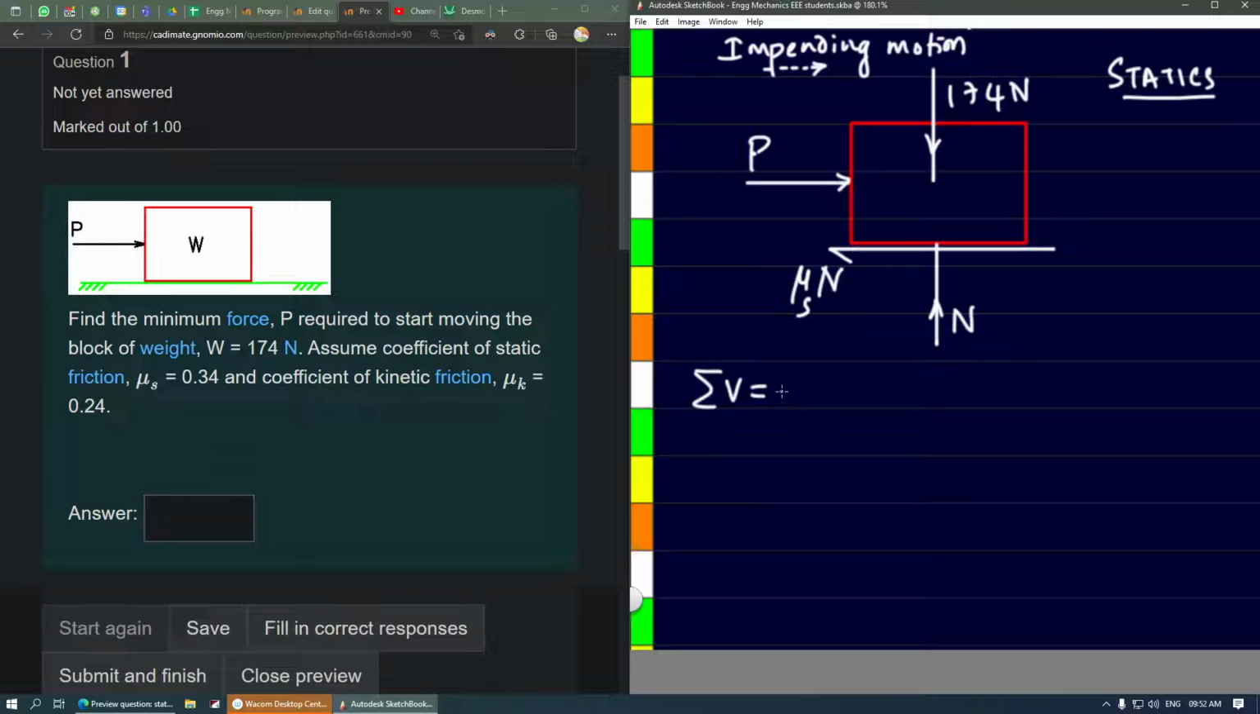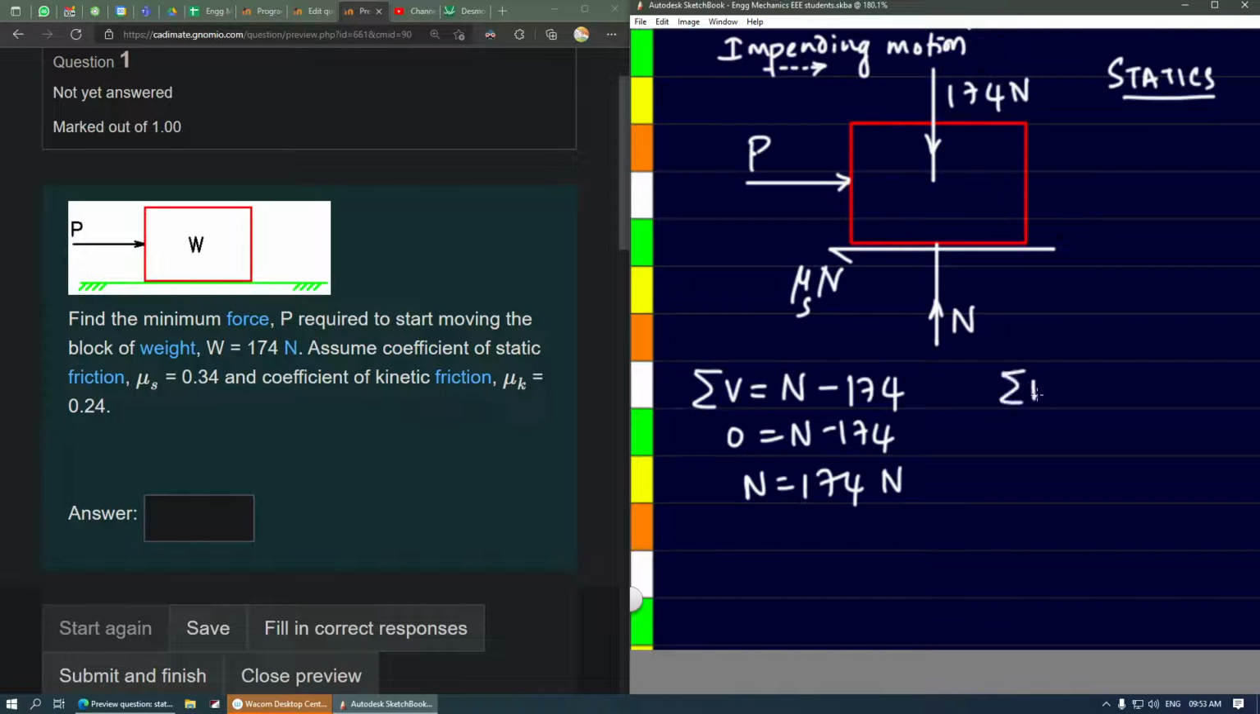So sigma V we need to take first. N is acting upwards, and 174 newtons, that is the weight, is acting downwards. Total has to be 0, hence the N value will be equal to 174 newtons.